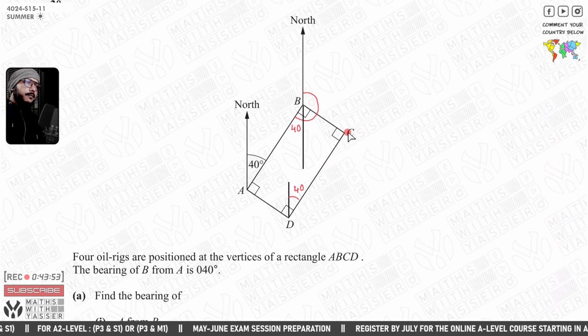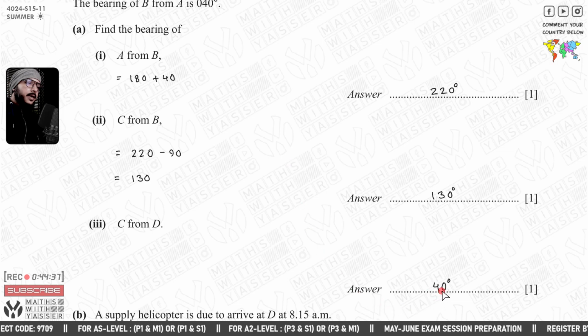So the bearing of C from D, that means the angle will be formed over here, starting clockwise from the north, and then we end up over here at line CD. If this is 40, this must also be 40, as these two angles are corresponding, because since it is a rectangle ABCD, these two lines must be parallel. And also these vertical lines are definitely parallel. So we can say these two are corresponding. So the angle is 40 degrees.